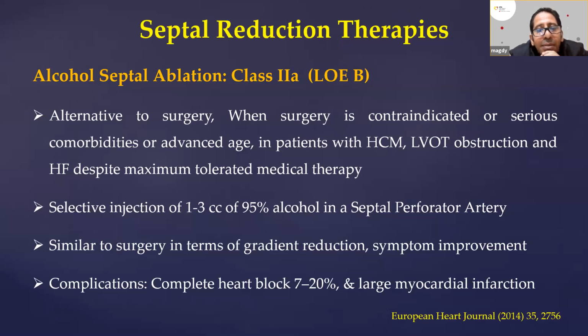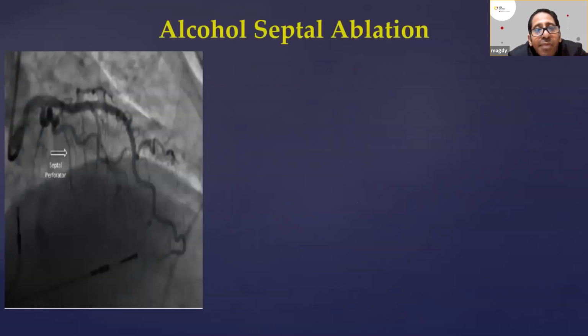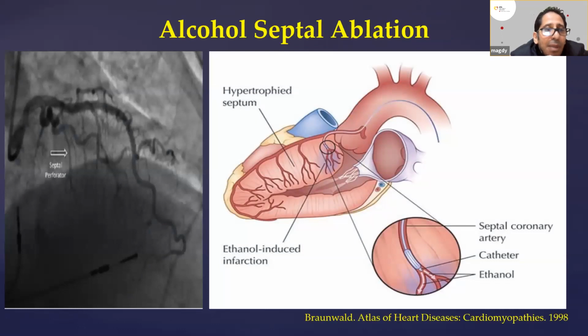It is similar to surgery in terms of gradient reduction and symptoms improvement. However, it has complications in the form of complete heart block in up to 20% of patients, and creating a large myocardial infarction, which could be responsible for serious ventricular arrhythmias. And this is a classic example. After doing coronary angiography, you have to identify the culprit septal branch, the major septal perforator supplying the hypertrophied septum, which is responsible for the obstruction. This is the target septal perforator, which will be injected by alcohol during the procedure.